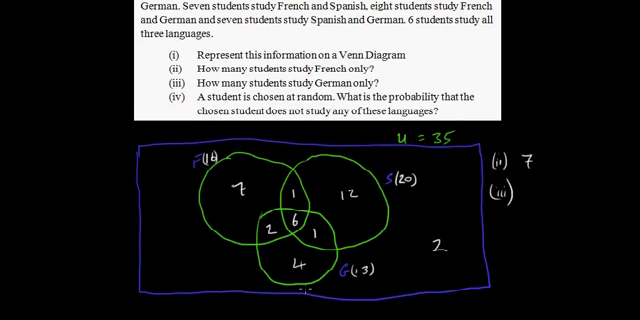Well, here's your German circle here. These 4 here are the only ones who study German only. These ones here study another language as well as German. So we're only talking about these 4 here.